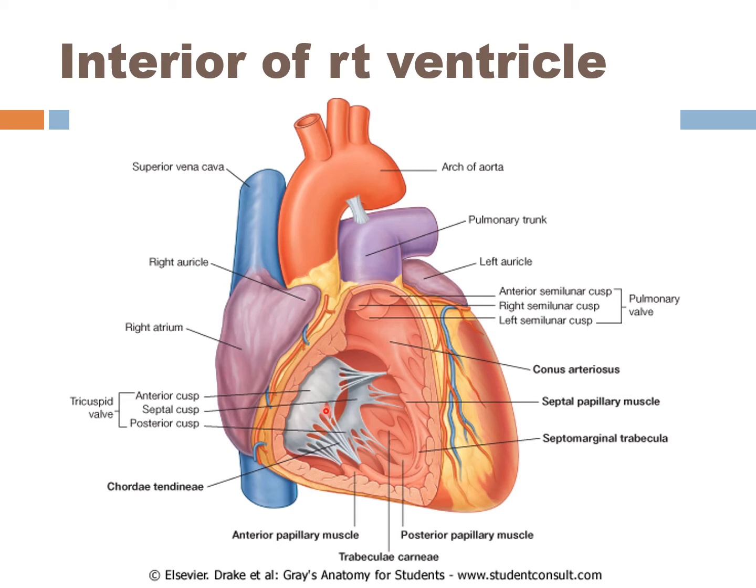Actually, the leaflets form a continuous curtain close to the annulus and project into the ventricular cavity. Among the individual leaflets, the anterior leaflet is the largest and the septal is the smallest. The anterior is the largest, the septal leaflet is the smallest, and the posterior leaflet is of intermediate size.